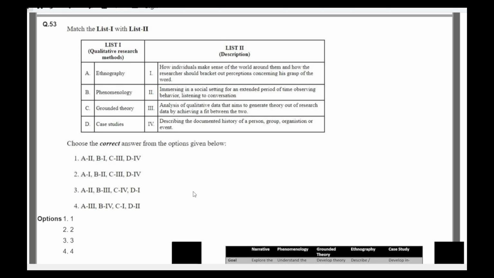And the second one is phenomenology. Phenomenology means experience of every observation or every event. So that's your phenomenology, how an individual makes sense of the world around them. That should be your answer for this. B should be matched with 1. So your answer should be option number 1. You can solve your entire question by just looking at 2 terms here. So the answer should be option number 1, but we will go through all the options.